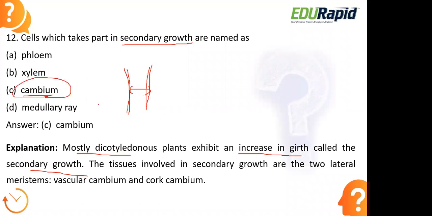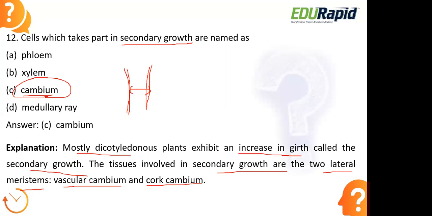Cambium is the tissue usually present in dicot plants, which helps in increasing girth, that is, to help them undergo secondary growth. This tissue is of two different types, the two lateral meristems responsible for secondary growth: vascular cambium and cork cambium.